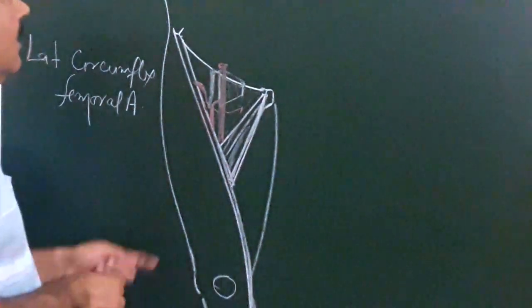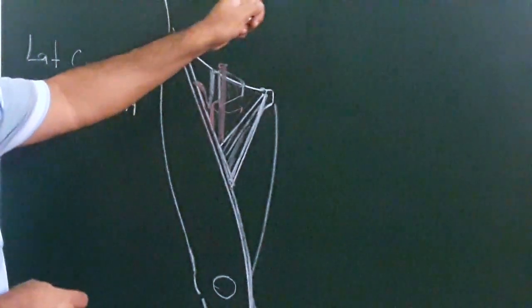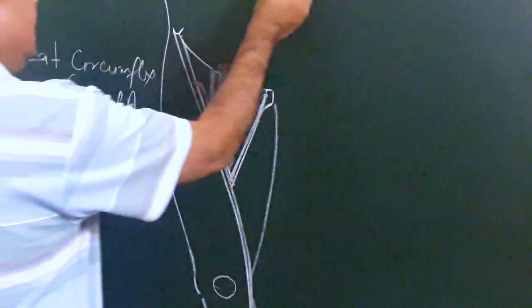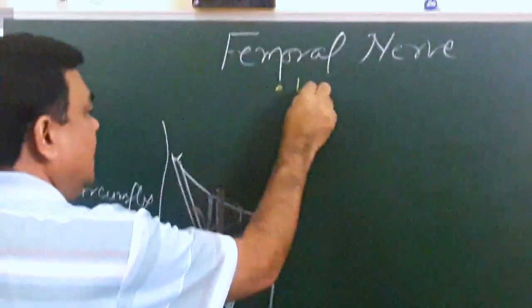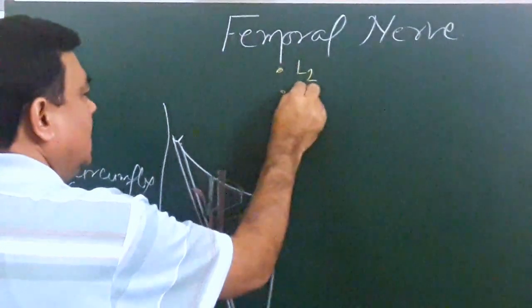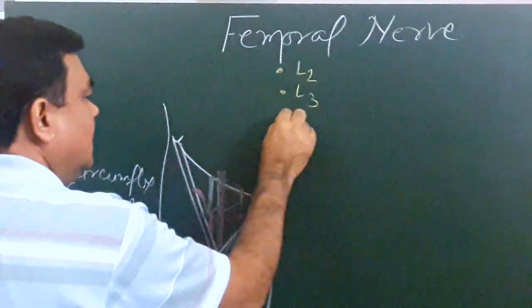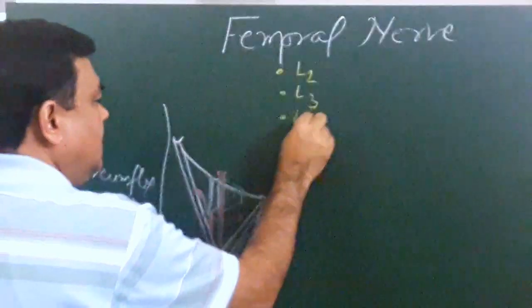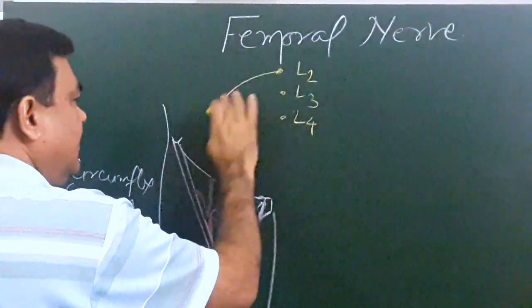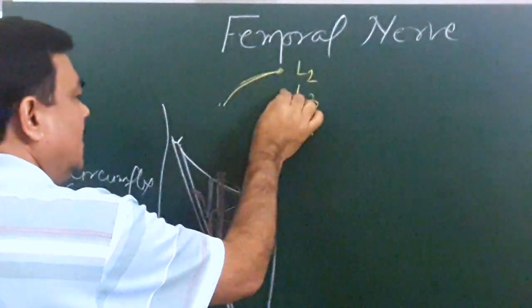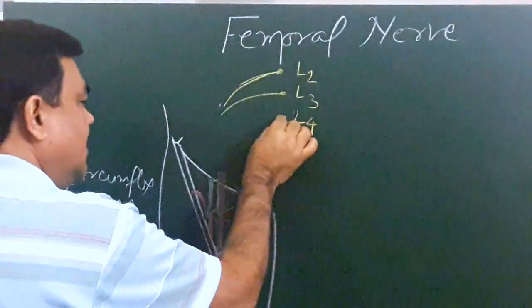Now we will start discussion about the femoral nerve. Here is the ventral ramus of L2, L3, L4. This is the ventral ramus of L2, L3, L4.